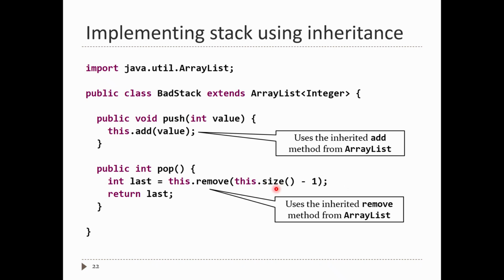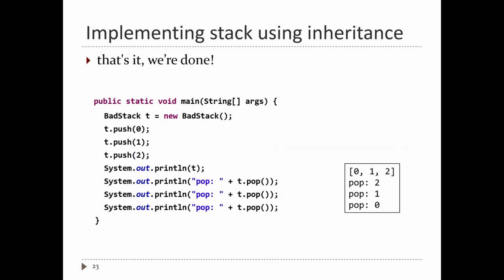Oh, we also have a size method, so BadStack gets size for free as well. It also gets isEmpty. Unfortunately, it gets every other method as well, which we'll see as a problem in a second. But that's it, you're done. So there's your stack implementation in 5 or 6 lines of code.